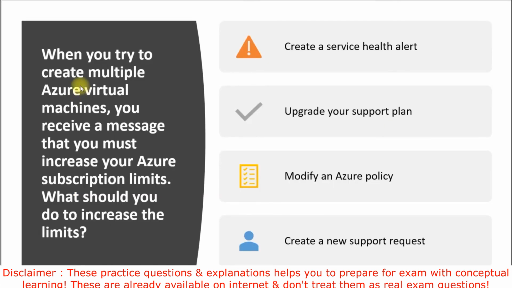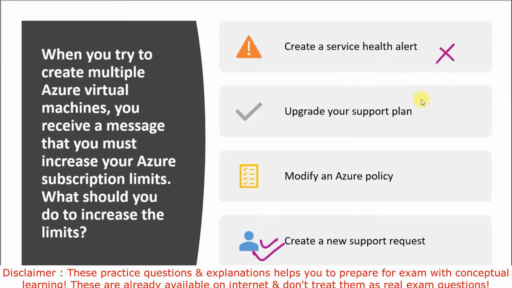In this question, they are asking, when you try to create multiple Azure virtual machines, you receive a message that you must increase your Azure subscription limit. What should you do to increase the limit? As you know, most of the time we set a quota limit, and there are some default quota limits as well. Does that actually help us to control the spending on our resources? So it will help us to control our Azure cost. So whenever we need to increase the limit, we need to create a new support request for this.